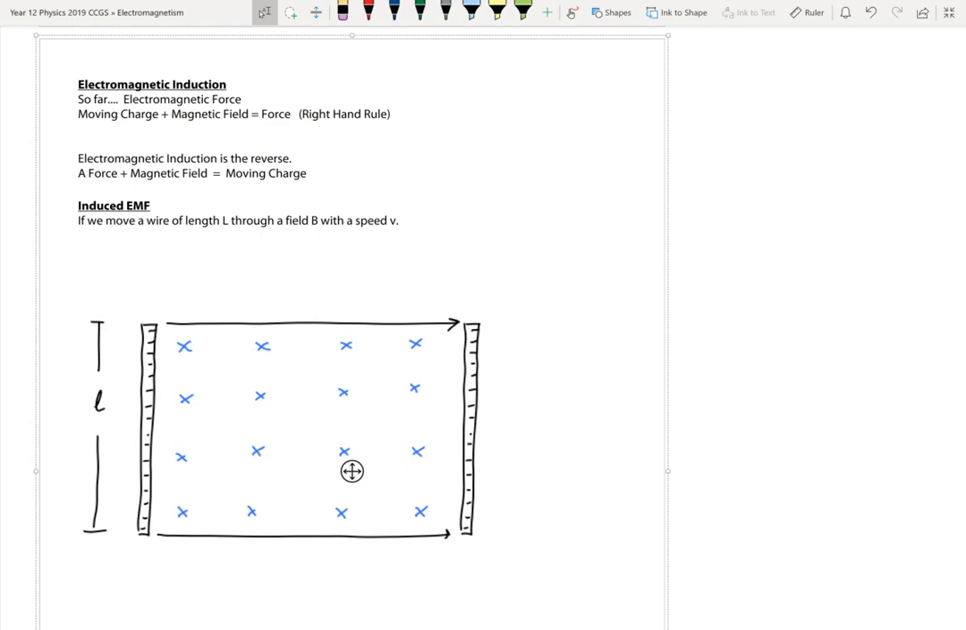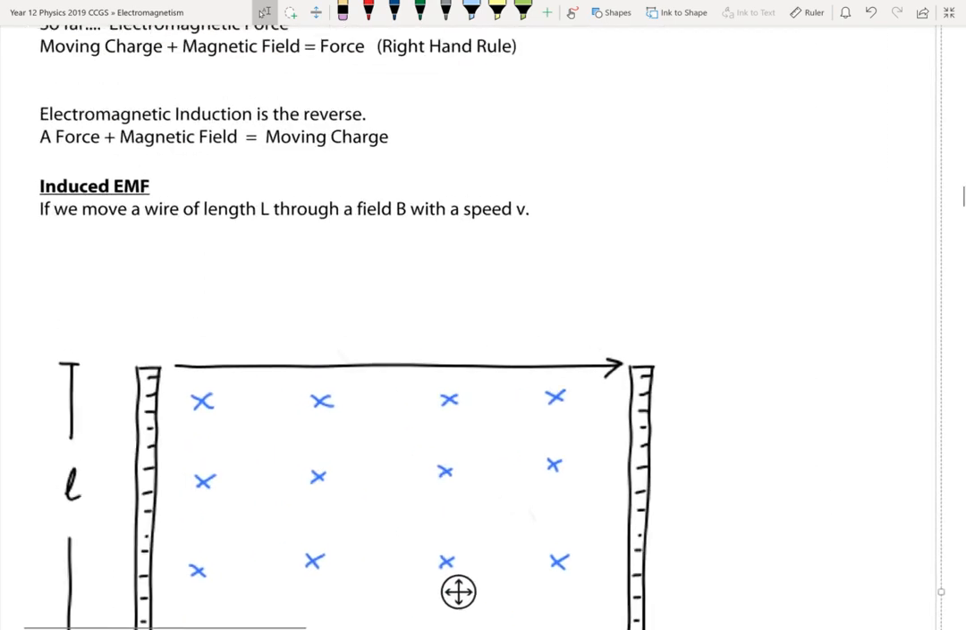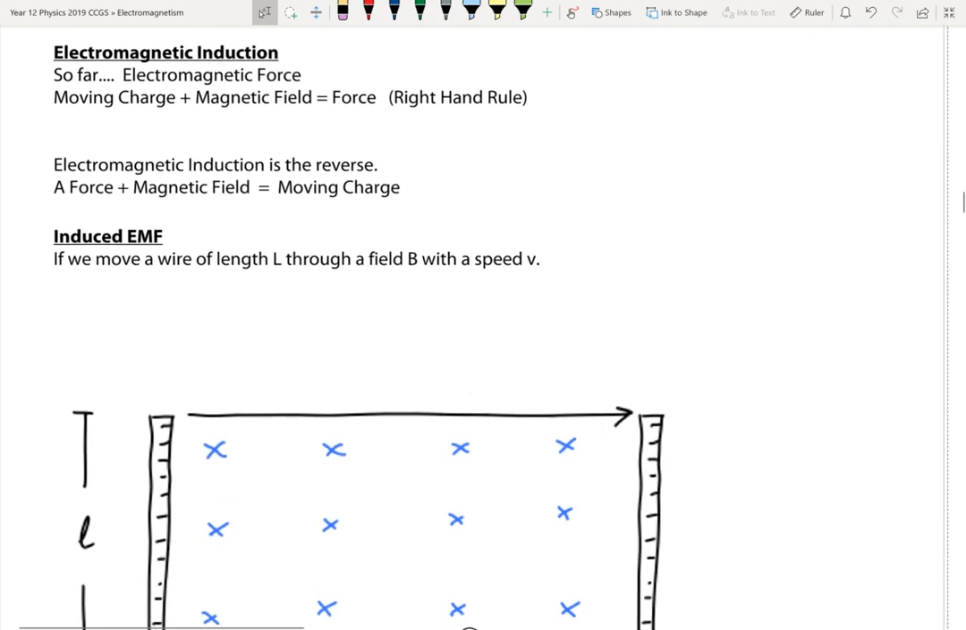In the other class, we went through this next couple of pages, and I want to screen capture this so that it goes up onto YouTube.